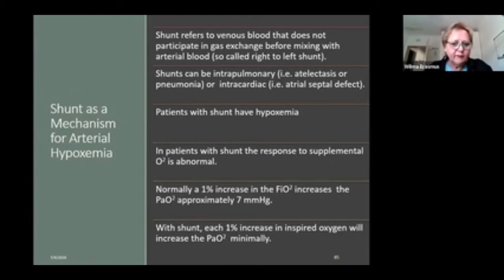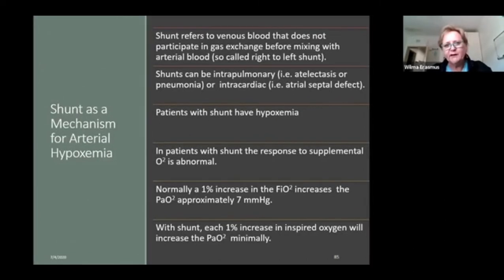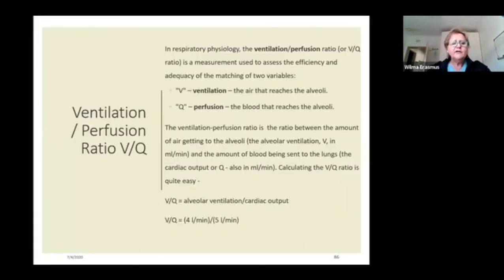Normally, a 1% increase in FiO2 should increase your PO2 by approximately 7 millimeters of mercury. This is a very nice outcome measure that you can use to see if it's really helping. But then you will have to have access to arterial blood gas analysis. In normal patients in the ward, you can't do this. With shunt, each 1% increase in inspired oxygen will only increase your PO2 minimally. So this is a nice way. And on the arterial blood gases, a lot of times it will show you whether there's a shunt or not as well.